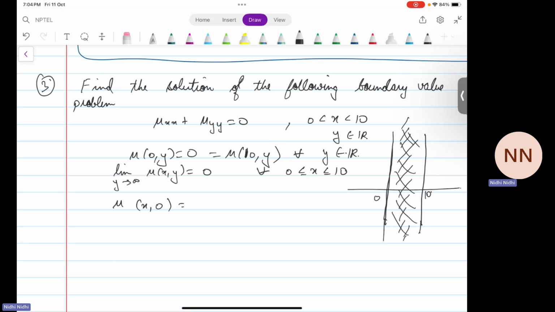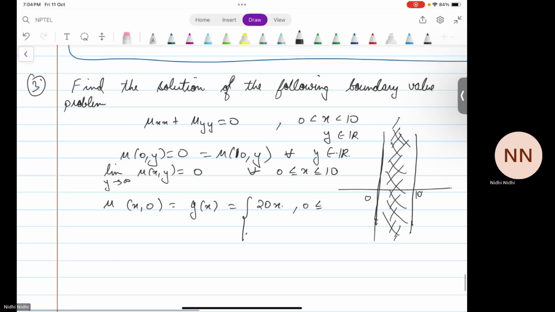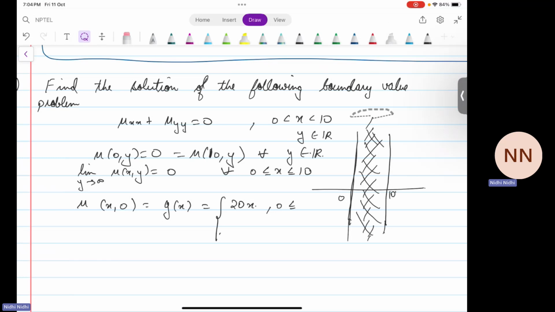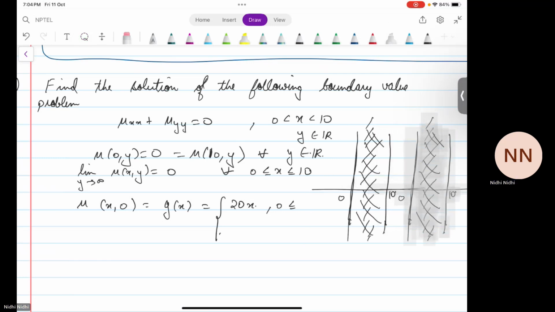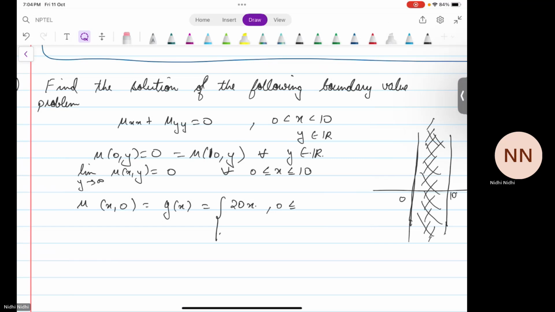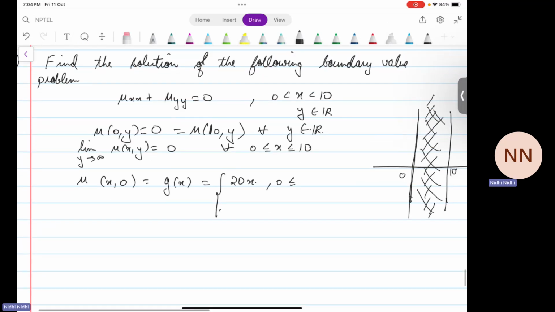And the final boundary condition is u(x,0) equals some function g(x), which is equal to 20x for 0 less than or equal to x less than or equal to 5, and 20 times (10 minus x) for 5 less than or equal to x less than or equal to 10.